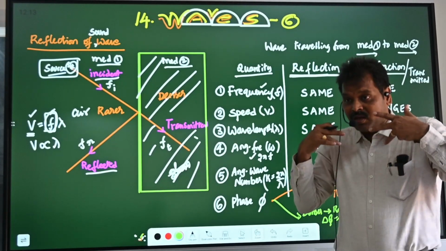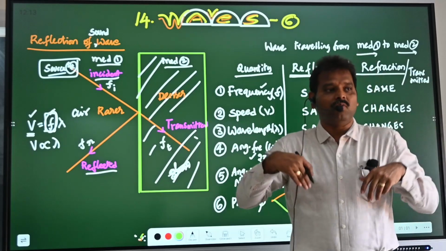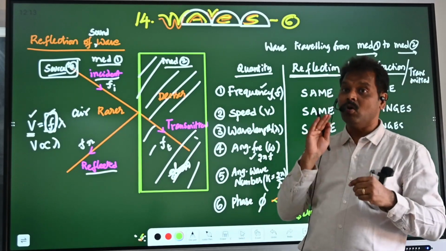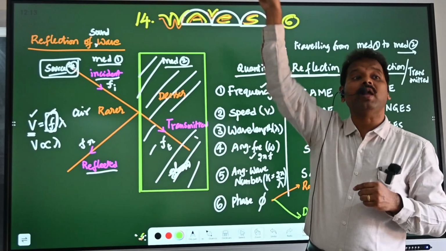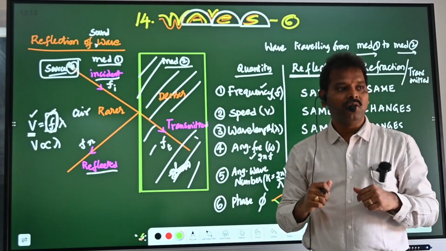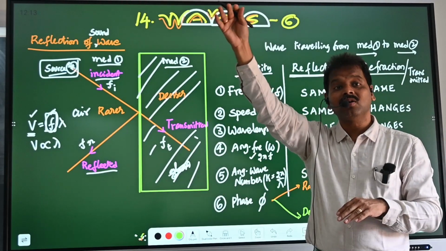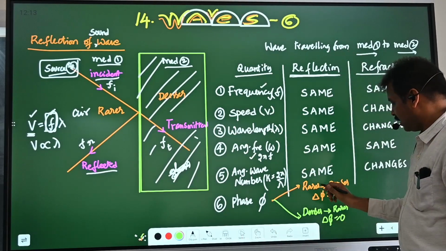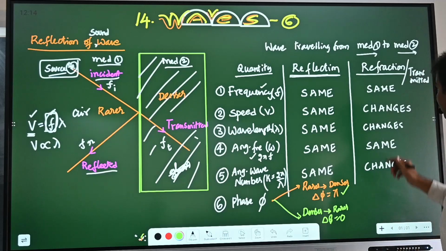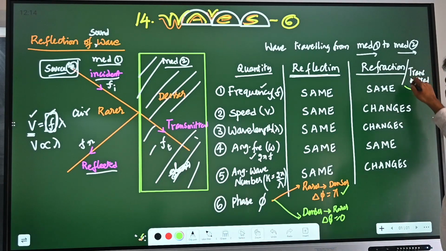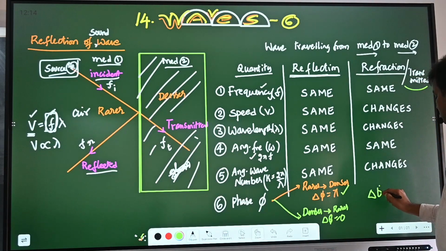Suppose I am inside water and I am speaking, the sound wave is traveling through water and coming out into air. So which is denser? Water is denser. Then there is no phase change. Rarer to denser, phase changes. Denser to rarer, no change. But for the refracted or transmitted wave, delta phi is always 0.